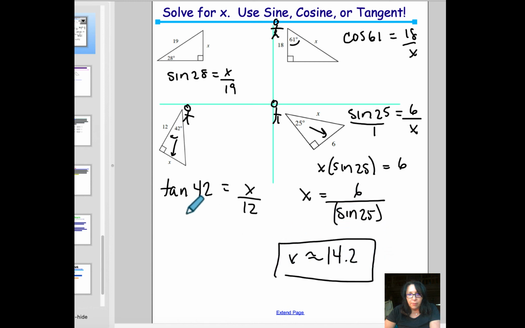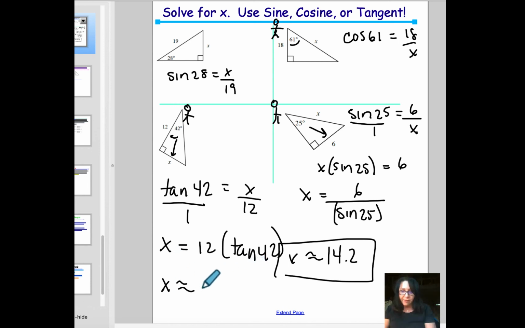All right. This one, I don't have to divide. I just have to multiply. I get x times 1 is x, and 12 times tangent of 42. So x is approximately tangent of 42 times 12. And I get about 10.8. So x equals about 10.8.